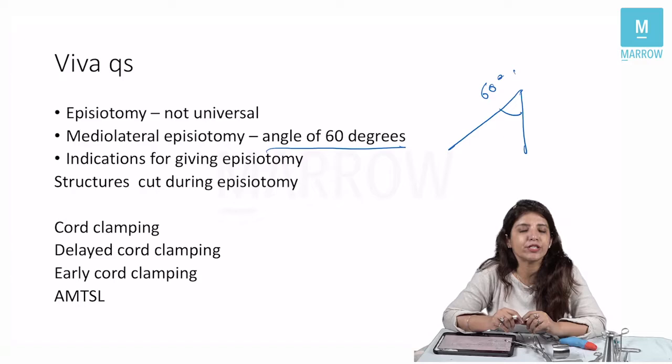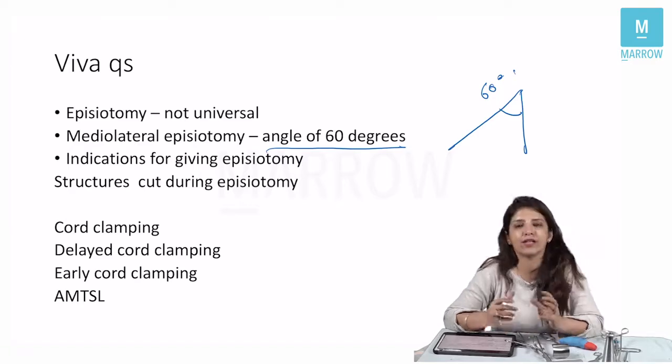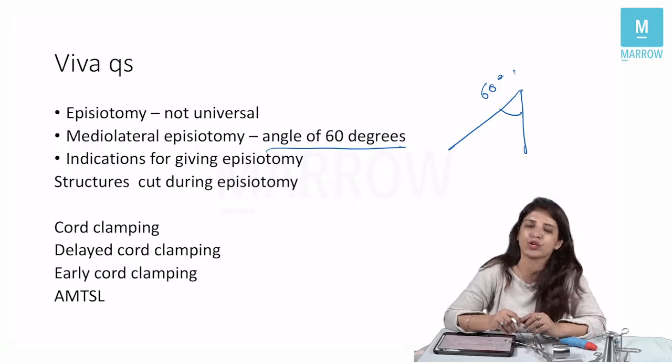Now, for the answer to this question, I want all of you to watch the AIIMS Recall June 2020 session, which has been uploaded on Marrow channel, and the entire discussion I have done there. What are the structures which are cut during episiotomy?